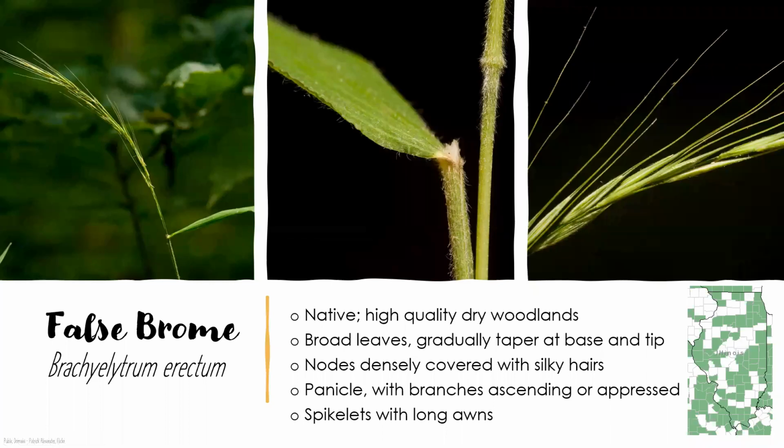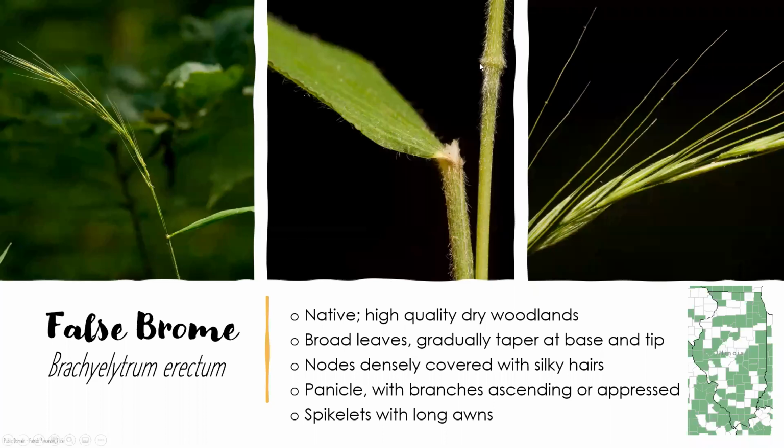Okay, next up is false brome, which also has a couple other common names, bearded short husk and long-awned wood grass, okay? I learned it as false brome, so that's the one I'm going to share with you today. Brachyelytrum erectum, again, a native grass found in higher quality dry woodlands. It has broad leaves that gradually taper at the base and at the tip of the leaf blade. And its nodes are densely covered with silky hairs.